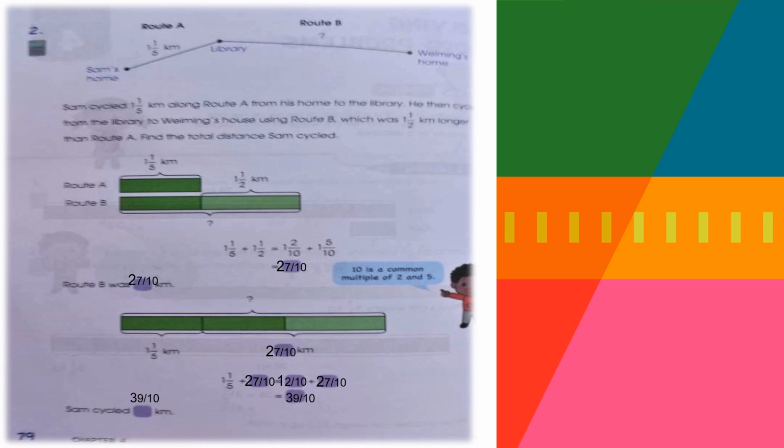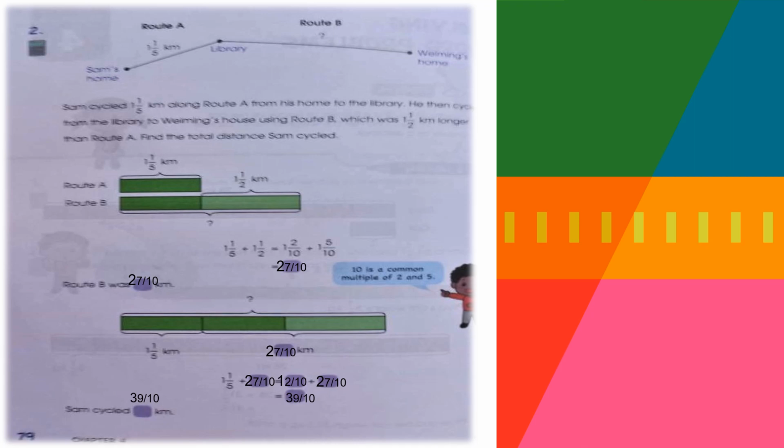So collectively Route B is 1 whole number 1 over 5 plus 1 whole number 1 over 2. As we have used the methods in our previous lessons, first we make the denominators the same and then add them up, so we have 2 whole number 7 over 10, which is the total distance of Route B. Now what we have to find is the total distance Sam cycled.